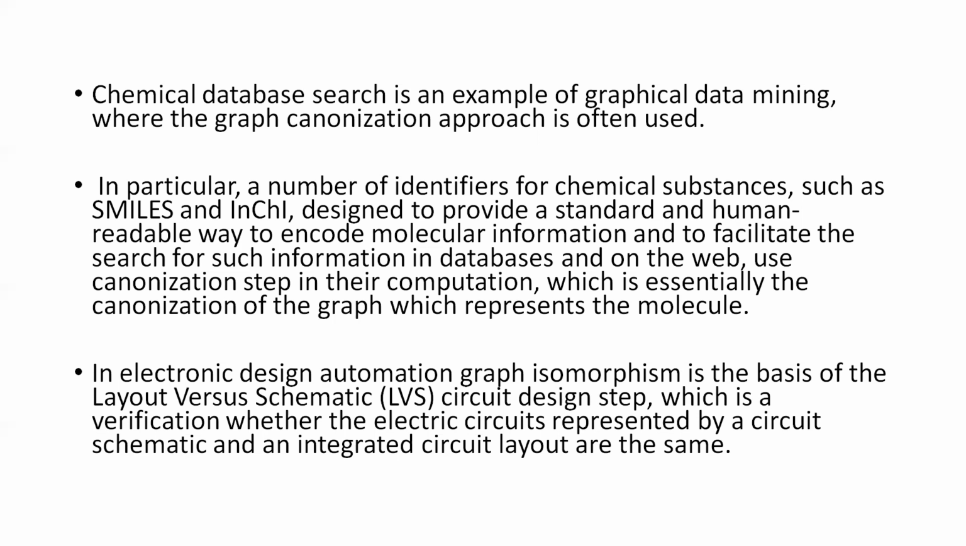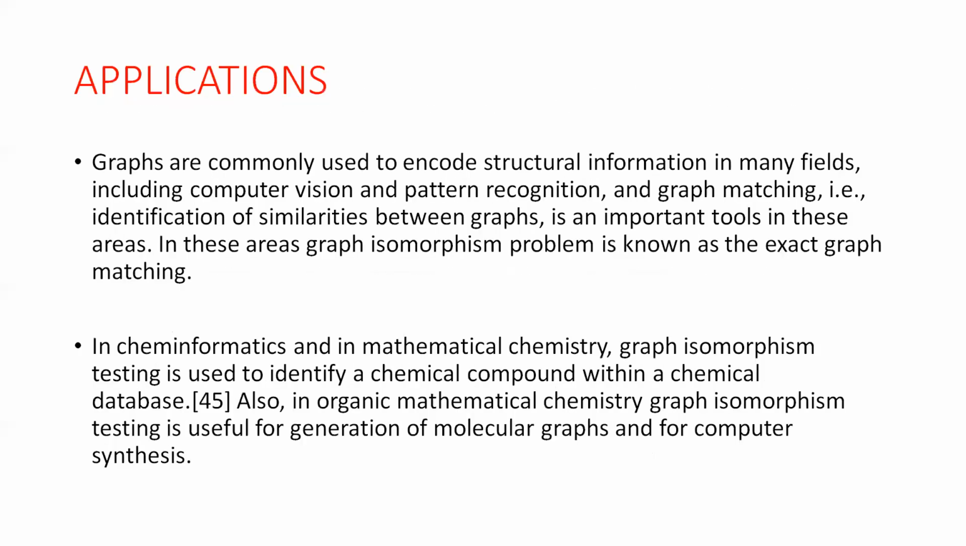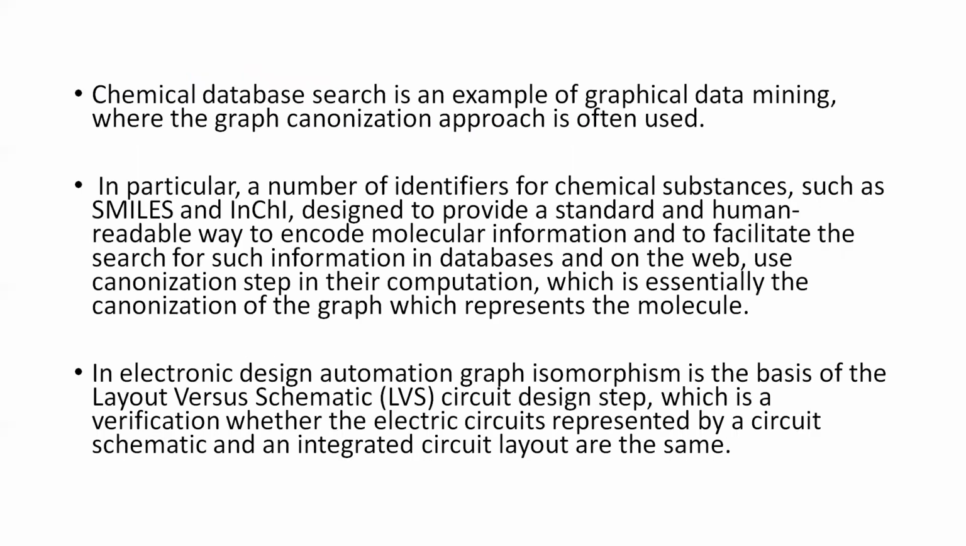In electronic design automation, graph isomorphism is the basis of the layout versus schematic circuit design step, which is a verification of whether the electric circuits represented by a circuit schematic and an integrated circuit layout are the same. So in these applications, the main use is in the chemistry industry, because in mathematical chemistry, the molecular formula or graph representation, getting the distance between vertices, how to store the data, and how to divide the whole data into subparts and how to do the work.